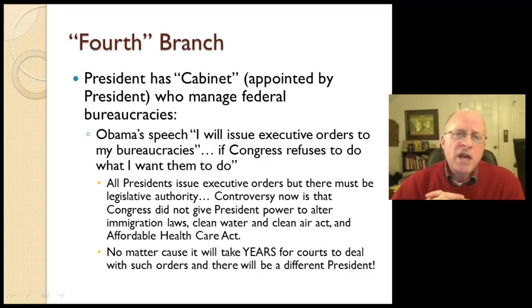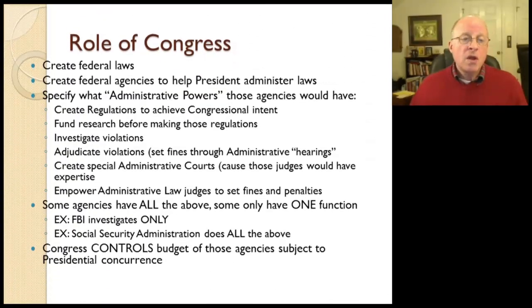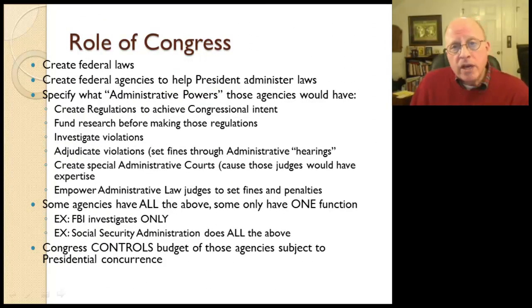The controversy now is whether Congress gave the president power to alter certain provisions of the laws. And that's what will be an issue politically. However, I'm not sure that it's really relevant because it's going to take years before this goes before courts, and by that time there's going to be a different president just because he served his 8 years. The role of Congress is to create laws.